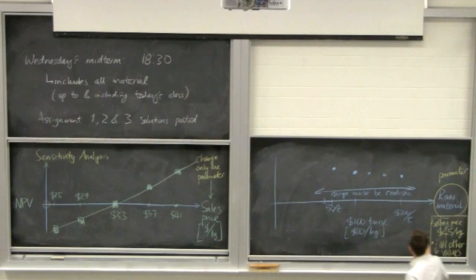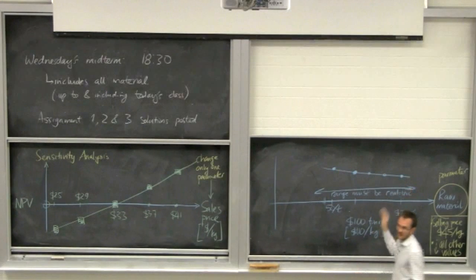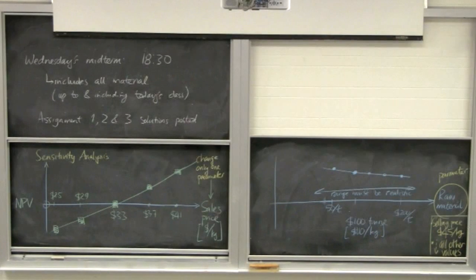Okay, and what we can see here is that my NPV is positive for all values of the raw material. So even in the extreme case where my raw material halves in price or doubles in price, it really doesn't affect my NPV much. This is also a good piece of information to have.